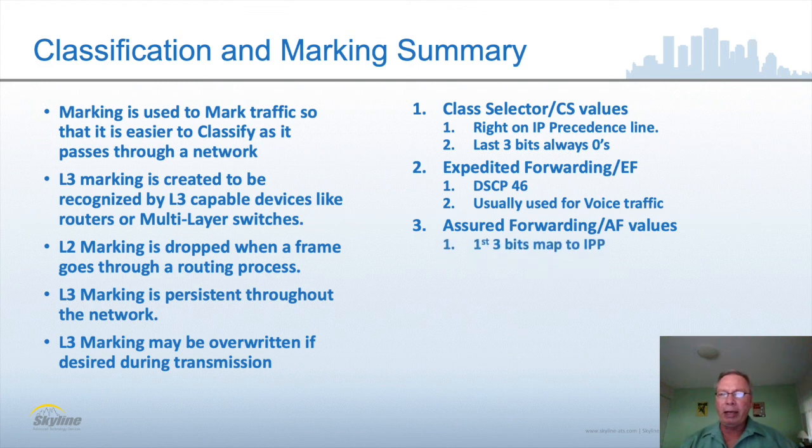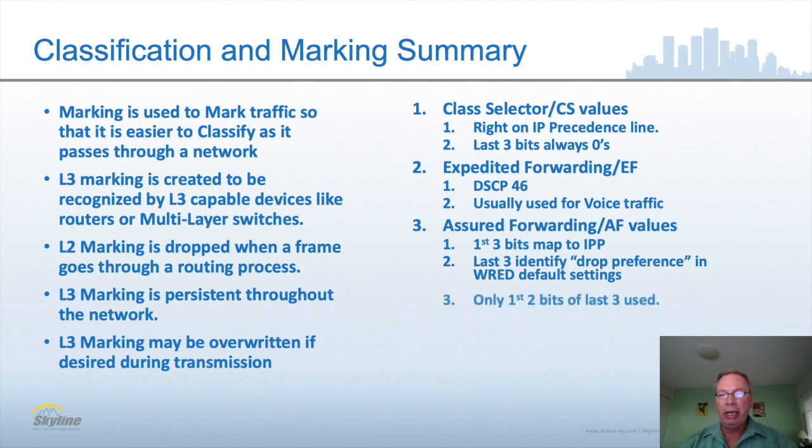Assured forwarding values have that tricky kind of formula, right? The first 3 bits map to the IP precedence value. The last 3 are called the drop precedence values, and they are by default used by weighted random early detect tools that have default values built in, even though they can be changed. It only uses the first 2 of the last 3 bits, that assured forwarding value.